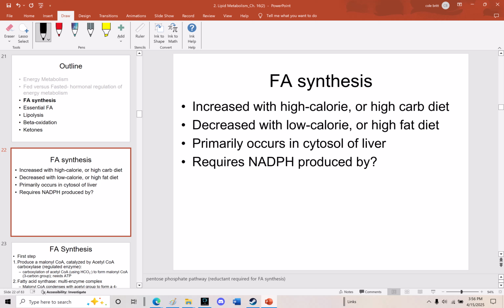Where do we get the electrons? We get them from NADPH. So it is going to reduce. It's going to give the electrons back to the fatty acid. And that way, you wouldn't be able to make the fatty acid without NADPH, because they need electrons.